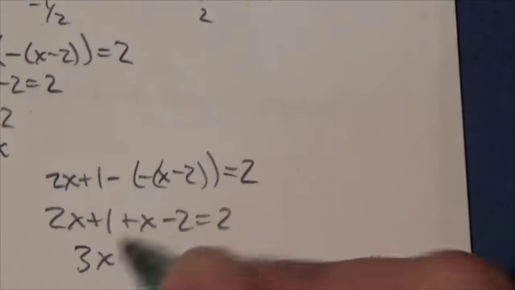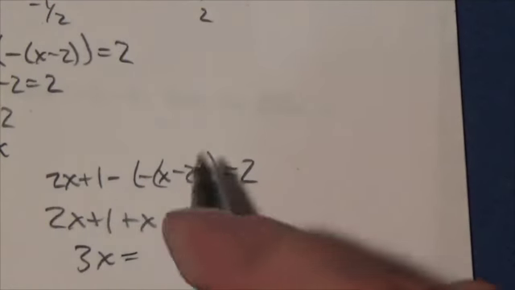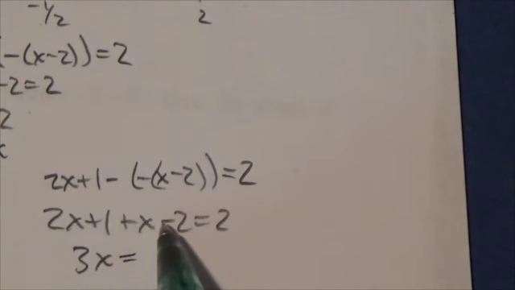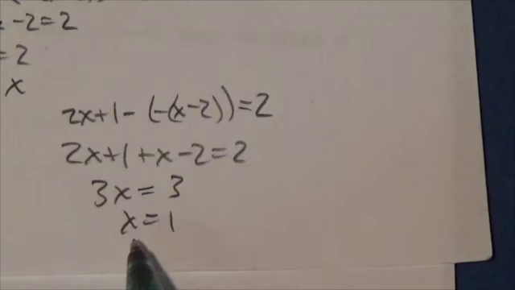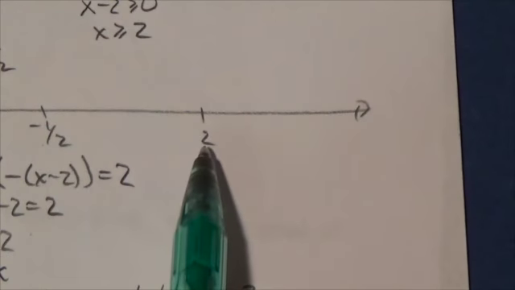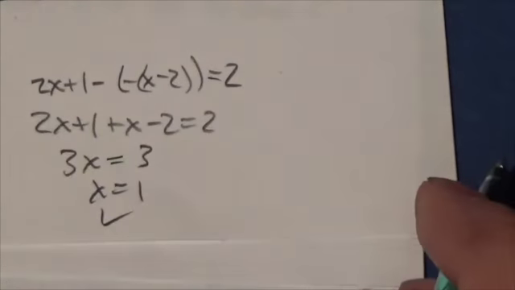So 3x, this is going to be 1 minus 2, negative 1. So bring that over, it's going to be 3. x is equal to 1. Is 1 in the interval between negative 1/2 and 2? Yes, it is. So that's a solution.